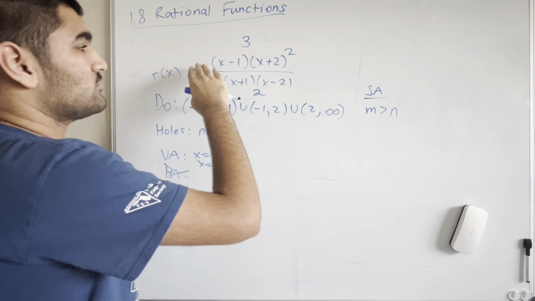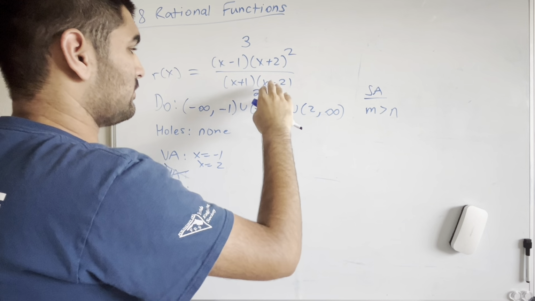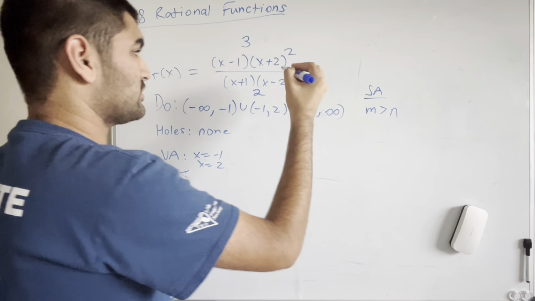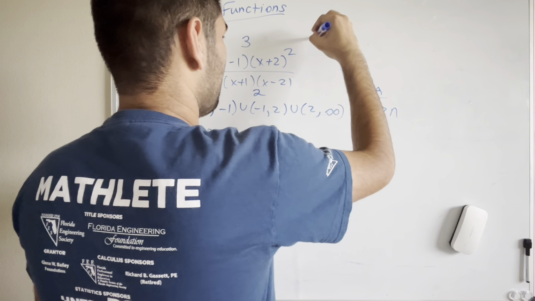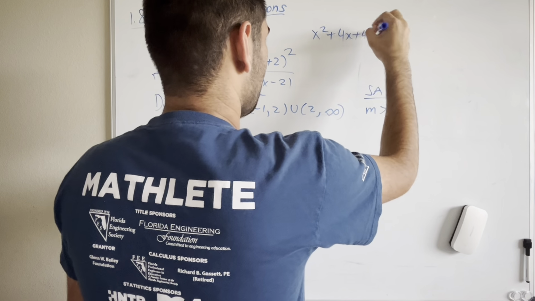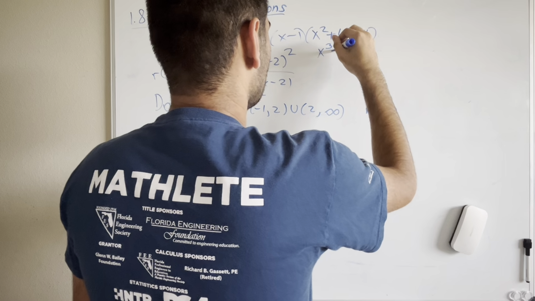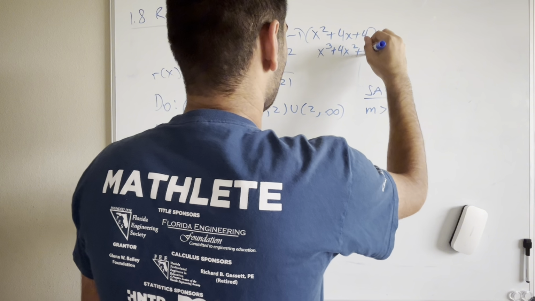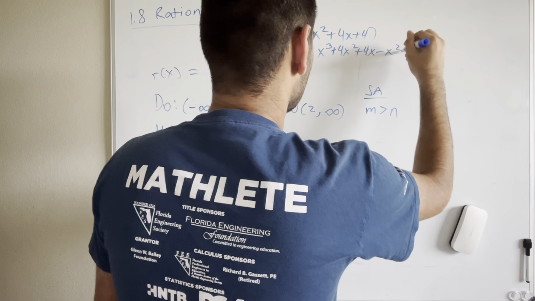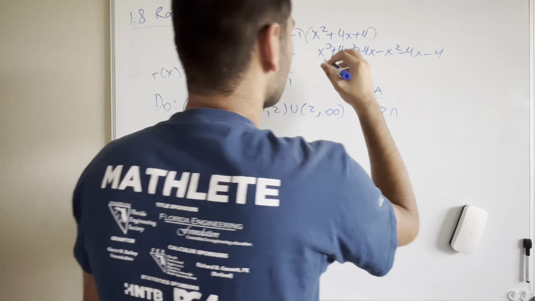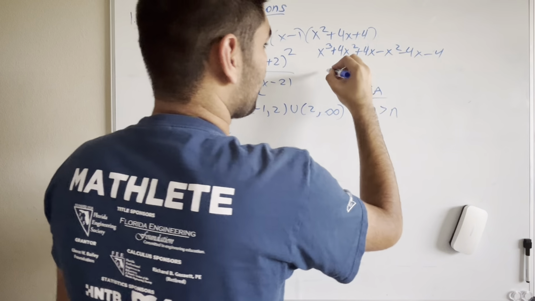Well, you have to expand out the top and the bottom, and you have to do long division. So if we were to expand this out, you have x plus 2 squared, which is x squared plus 4x plus 4, and then times x minus 1. And then this would give us x cubed plus 4x squared plus 4x minus x squared minus 4x minus 4. And then simplifying this, you get x cubed plus 4x squared minus x squared, those cancel, and you have minus 4.